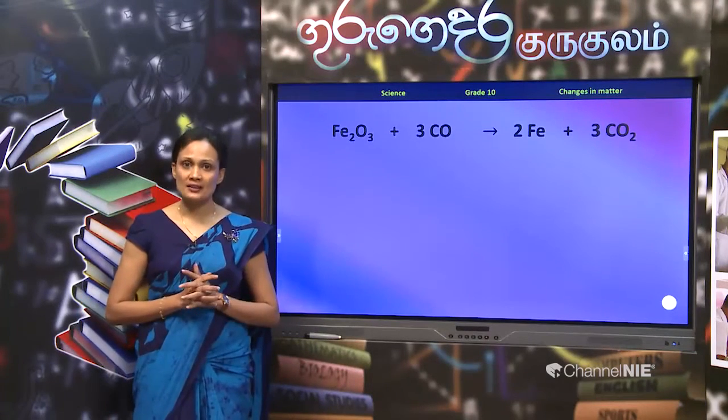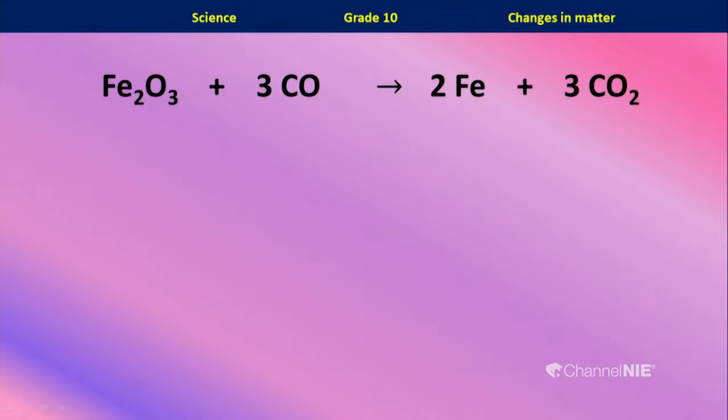As a balanced chemical equation, as an example, here I have the reaction between hematite and carbon monoxide. When hematite reacts with carbon monoxide, they form iron and carbon dioxide. So this is the balanced equation. Look at this one. Here two iron atoms are present and on the product side two iron atoms are present. Then iron is balanced on both sides.